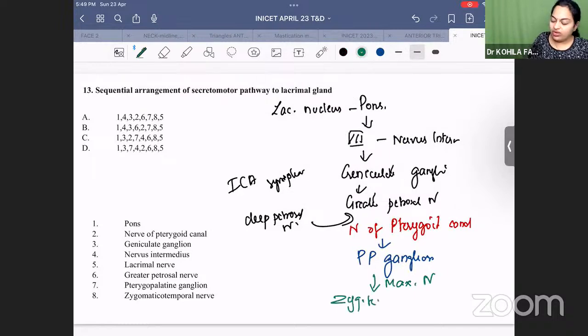Its zygomaticotemporal branch and then the lacrimal nerve. Do you know the lacrimal nerve is a branch of which nerve?